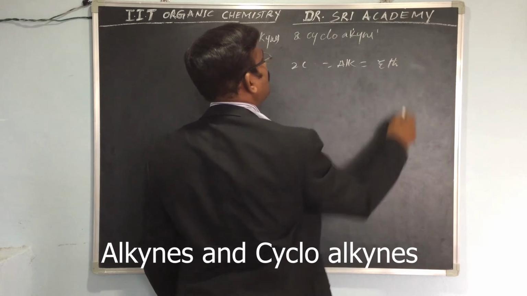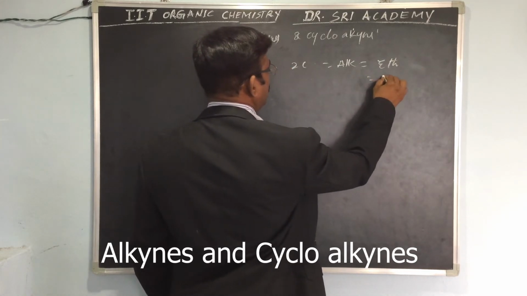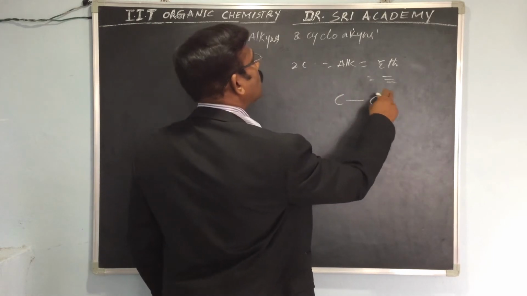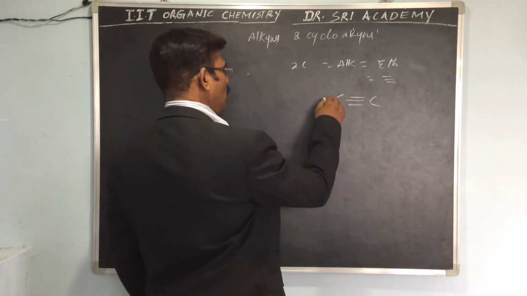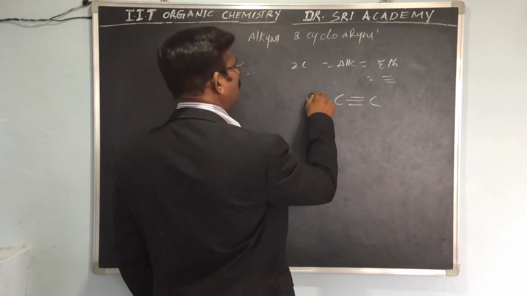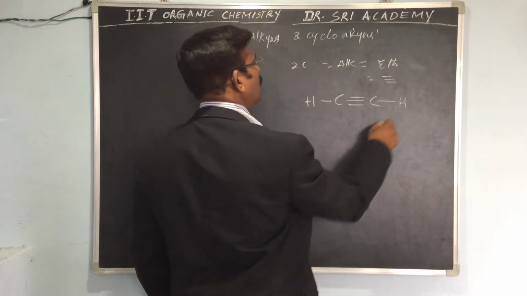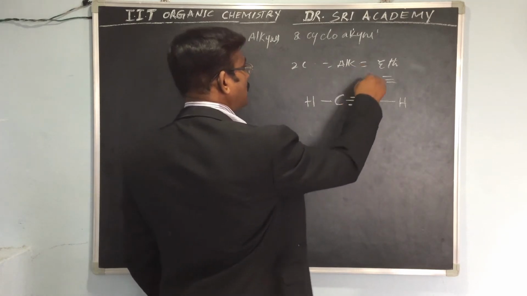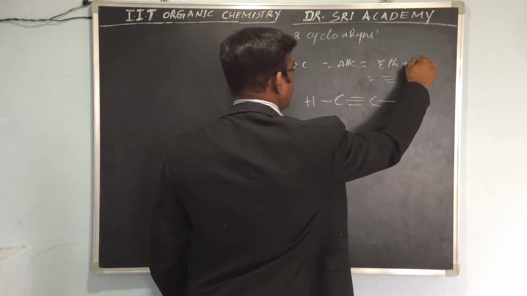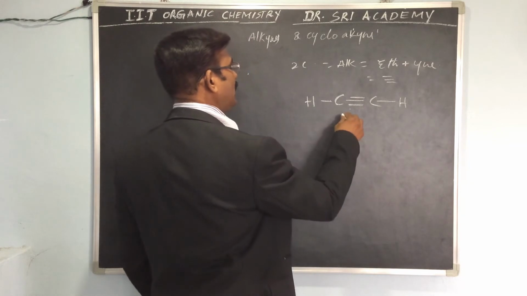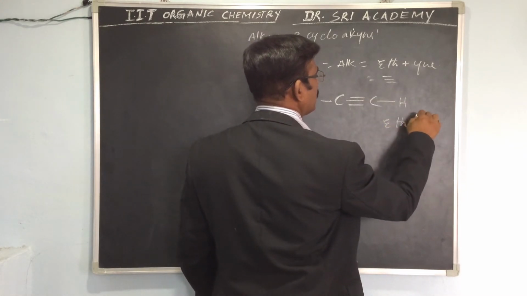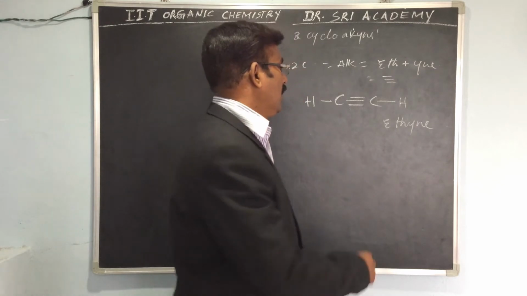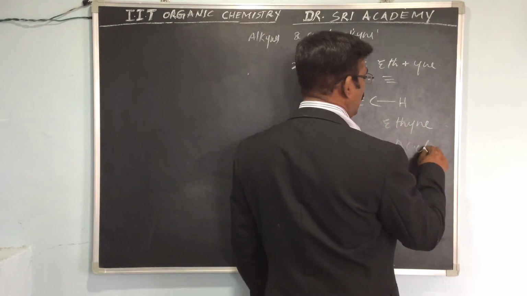Eth. Yne means triple bond. So alk means two carbons, and triple bond, this is the triple bond. So each carbon must have four bonds, that is the reason you can write one hydrogen here, one hydrogen here. So the total number of hydrogens is two here, satisfied. So two carbons is eth, triple bond is yne. So eth plus yne, ethyne. What is the name? Ethyne. The common name is the famous acetylene. We can write the acetylene.